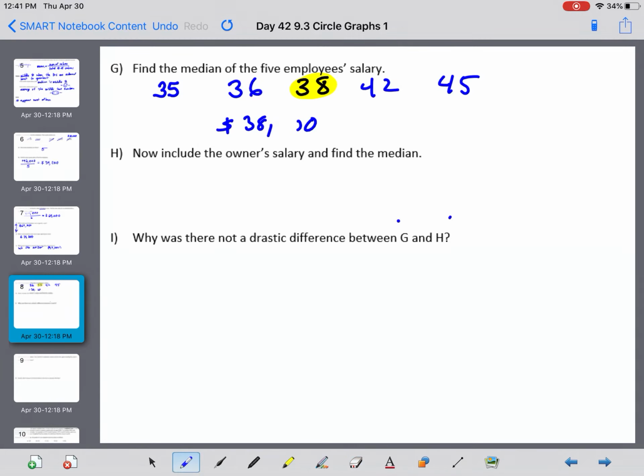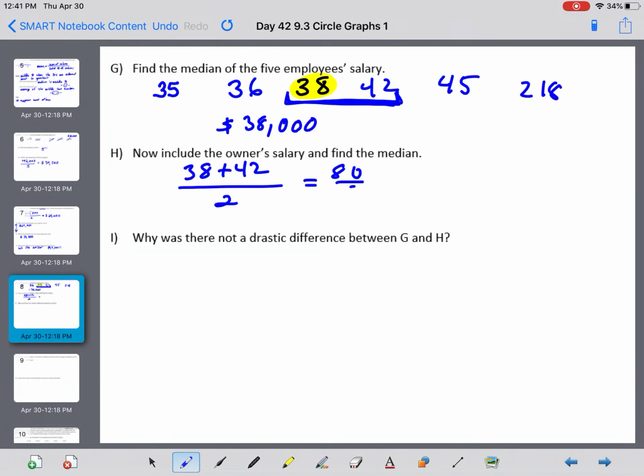Now, if I include, oops, I didn't mean to put 500 in there. If I include the owner's salary, that means that's going to be my big one on the end. That now means I have 2 data values that fall in the middle because I now have 6 data values, so I have an even number. So I actually need to find the mean of these 2 middle numbers. So I'm going to take 38 plus 42, and divide that whole thing by 2. That's going to be 80 divided by 2. So if I include the owner's salary, the median is now going to be 40,000.